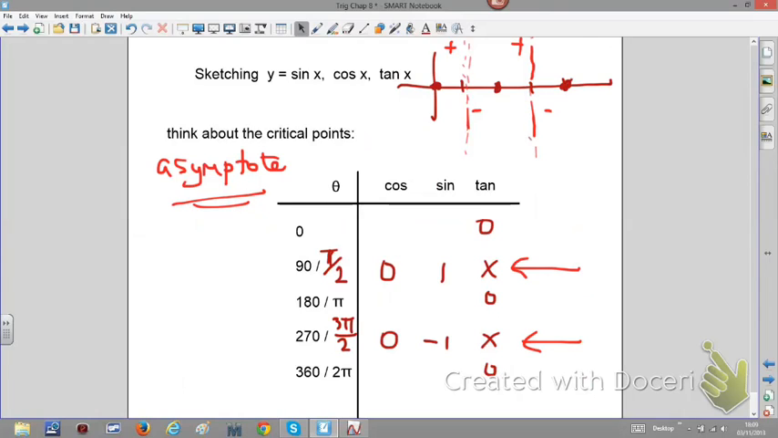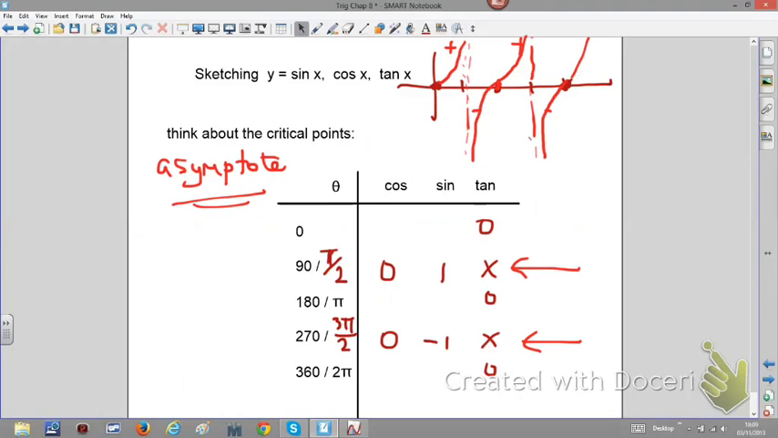Now, what's going to happen? We know it starts at 0, and it's got to be positive, so it must go up. The next quadrant, it's got to be negative, and it's got to finish at 0, so it must come up like this. Next quadrant's positive, so it must go up. Next quadrant's negative, so again it must come from negative to positive. So it looks like this.